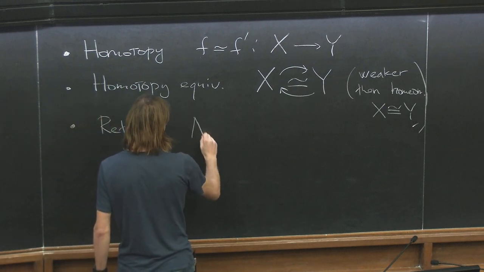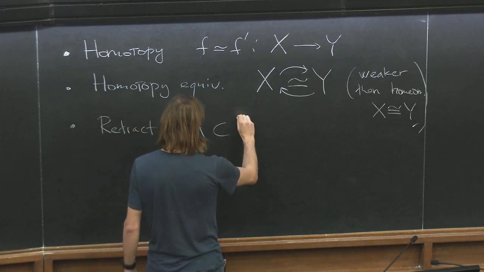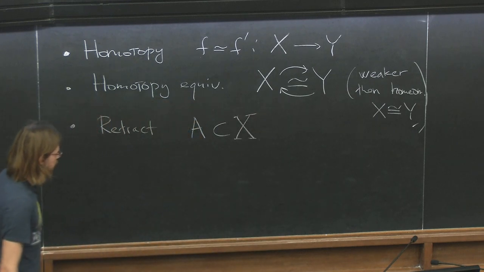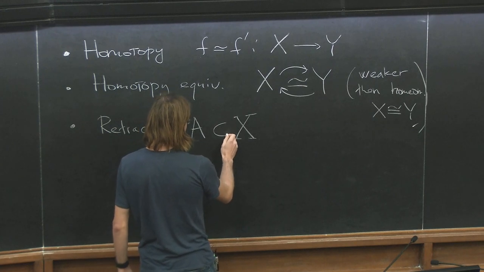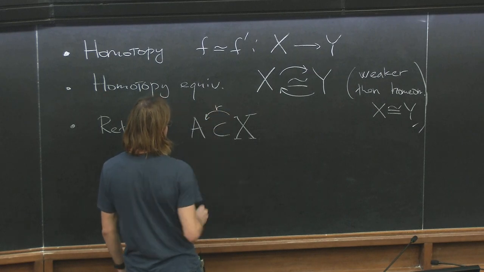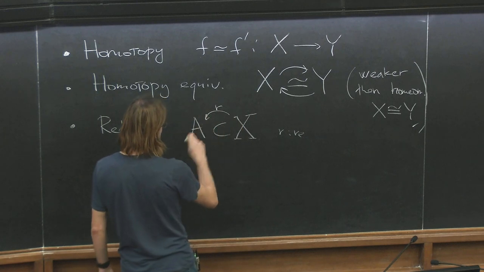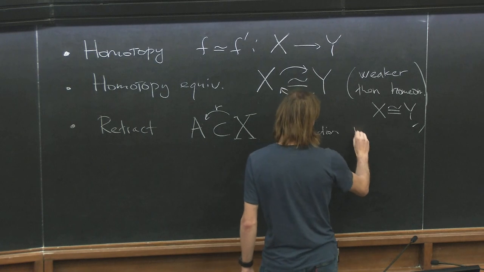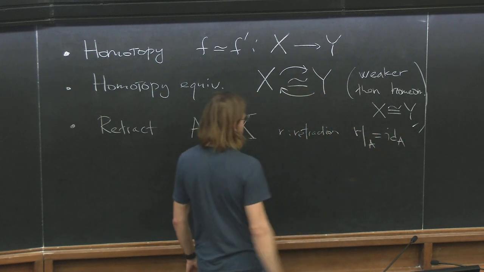A retract is a subspace A in a topological space X, which satisfies a certain condition, namely there exists a map R, which is called retraction, from X to the subspace, so that restricted to the subspace A, it is identity on A.